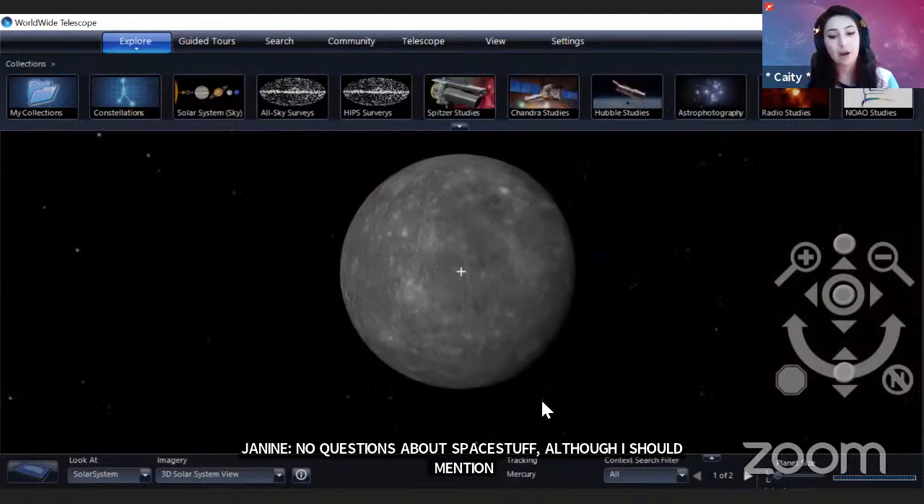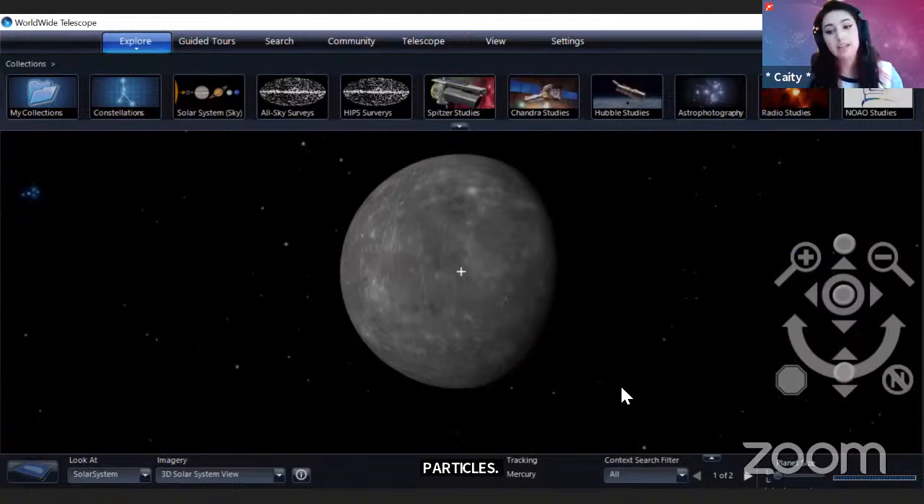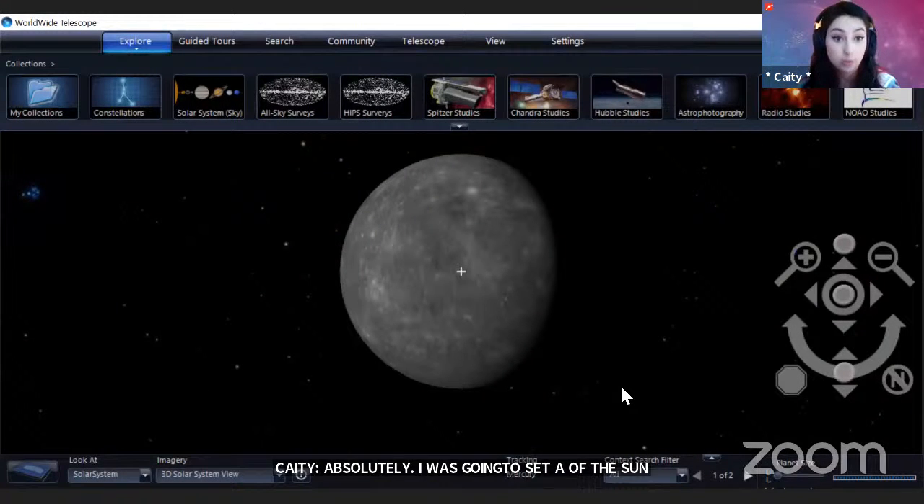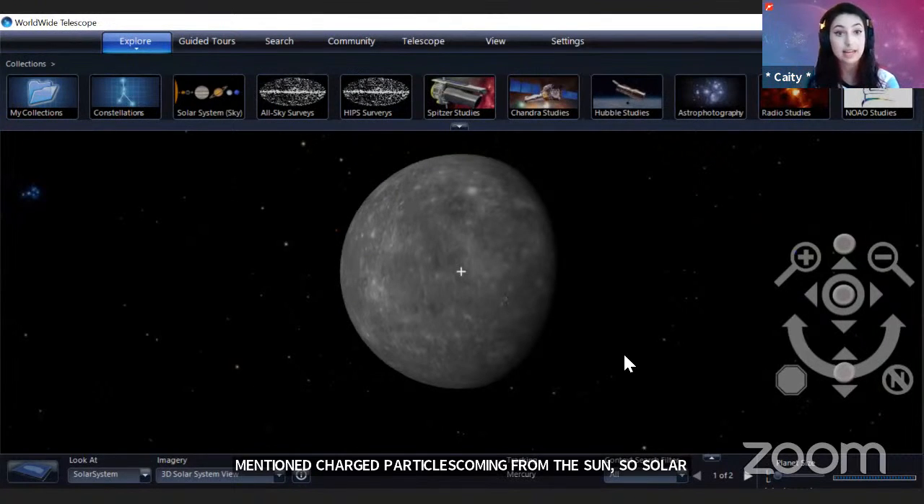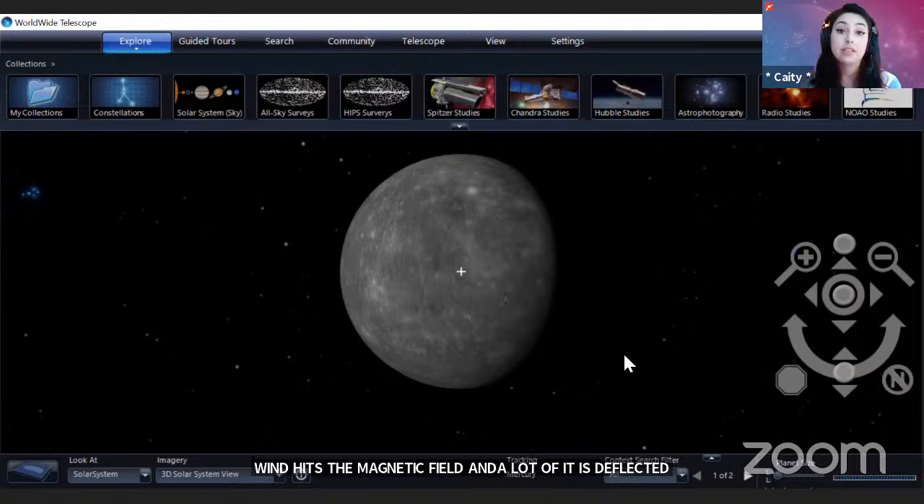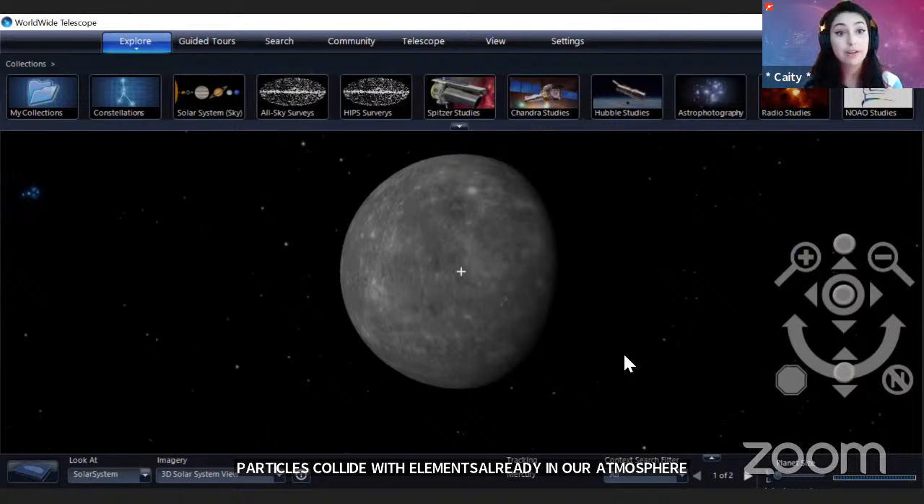Yes, absolutely. So I was going to save a little bit of the sun stuff for the end, but just in case we don't get to it, when I mentioned charged particles coming from the sun, so the solar wind comes in and hits the magnetic field, a lot of it's deflected, but a lot of the charged particles travel down the field lines and enter Earth's atmosphere at the poles. When they enter the atmosphere, these charged particles collide with elements that are already in our atmosphere, causing them to release energy in the form of light. So we have mostly nitrogen in our atmosphere, followed by oxygen.